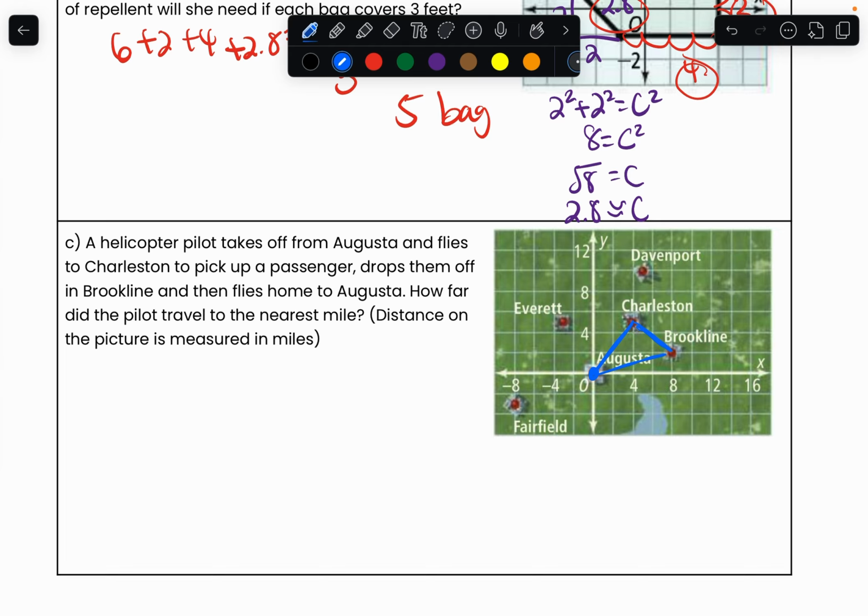Now realize that on this one, none of the sides you can just count because all the sides are slanted. It's not straight horizontal or vertical. So what we have to do in this case is either use the Pythagorean theorem 3 times on all 3 sides, or use the distance formula 3 times. In this case, I'm just going to do the distance formula.